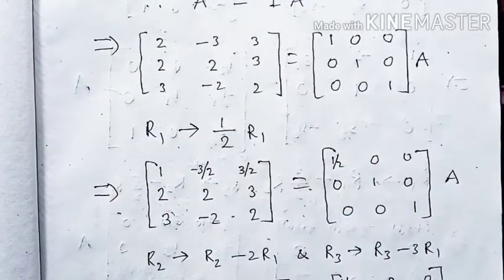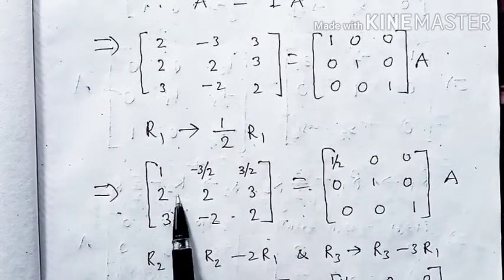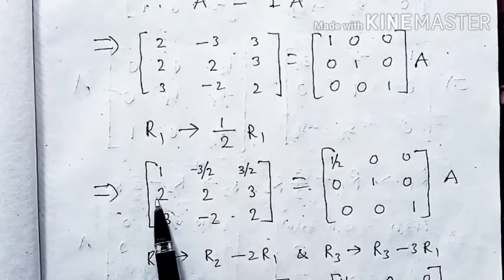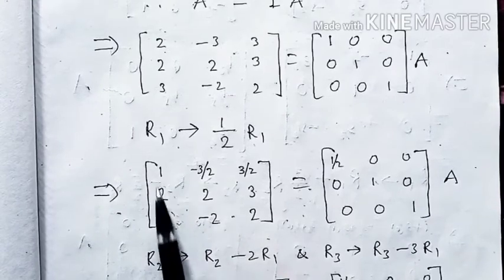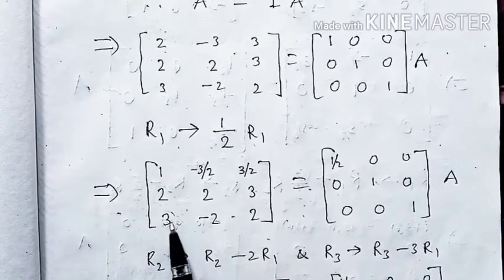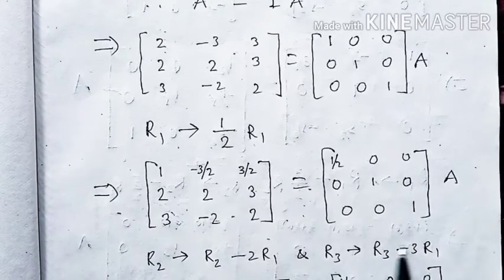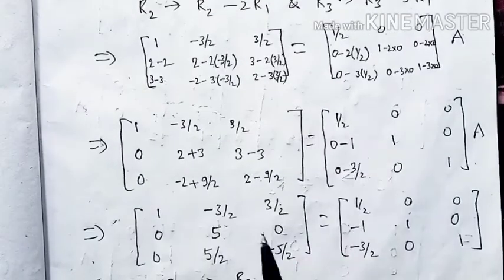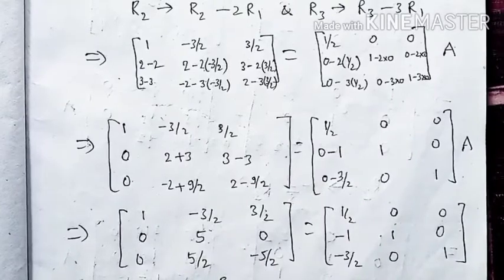Now we have to change this 2 into 0. Then what to do? We change R2 as R2 minus 2R1. So we have 0 here. We can also change this into 0. How can it be done? We change R3 as R3 minus 3R1. We apply these two operations on both matrices to have this matrix. After simplification, we have these matrices.